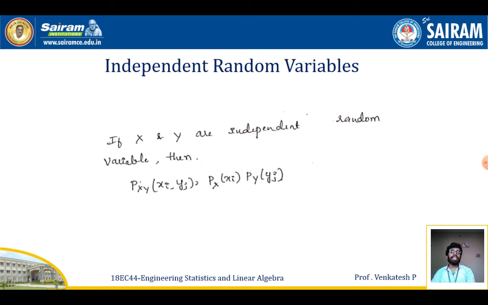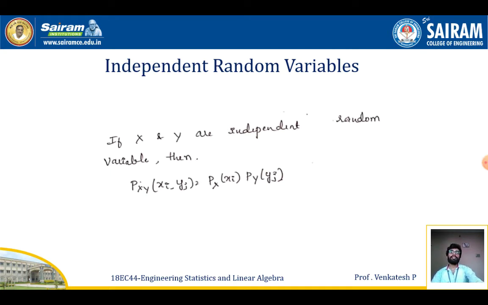Next is independent random variables in the case of discrete bivariate random variables. If x and y are two independent random variables, then the probability of xi comma yj is equal to the probability of xi times the probability of yj. We can use this condition to show that x and y are independent in the case of discrete bivariate random variables.